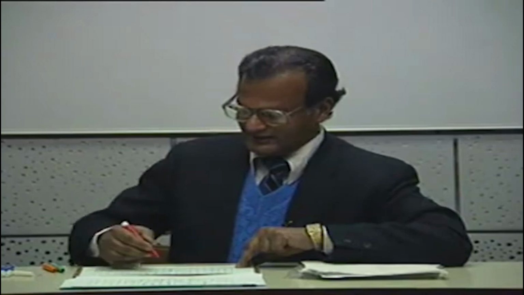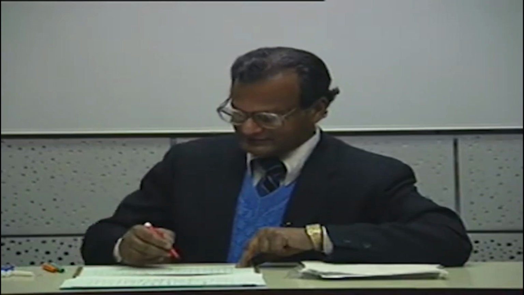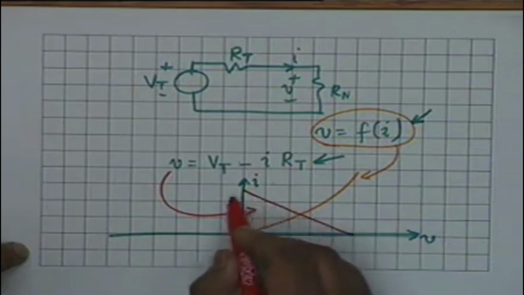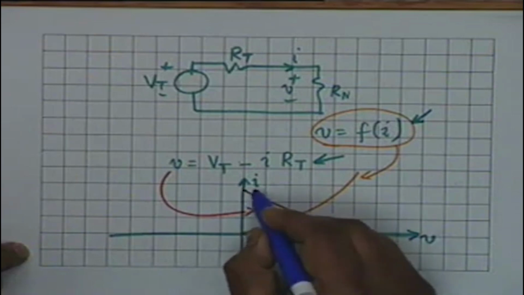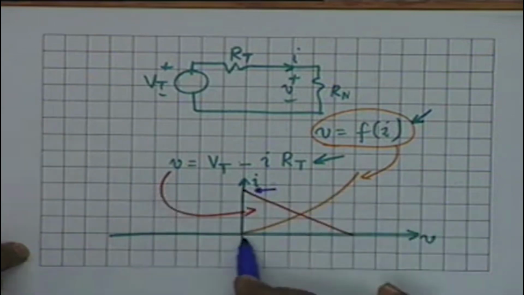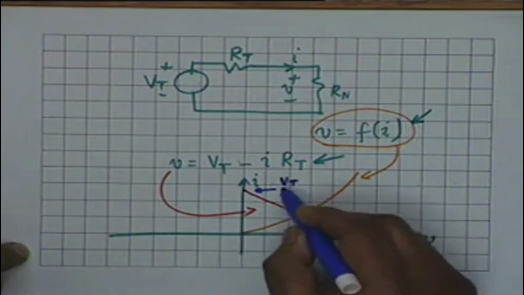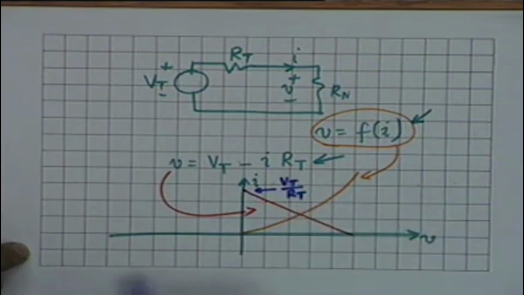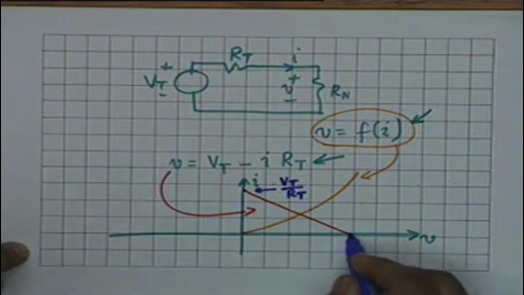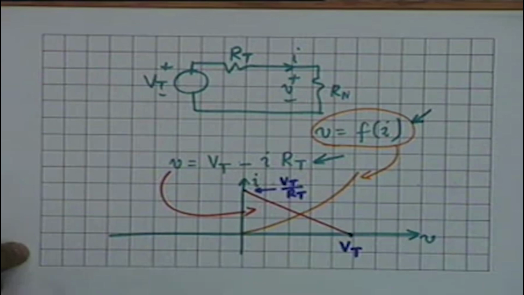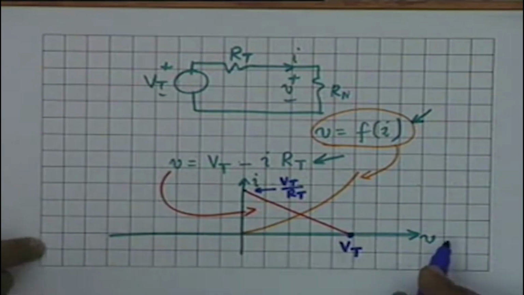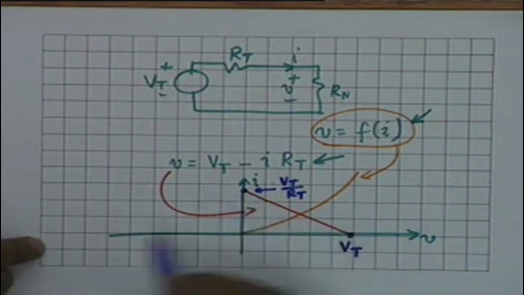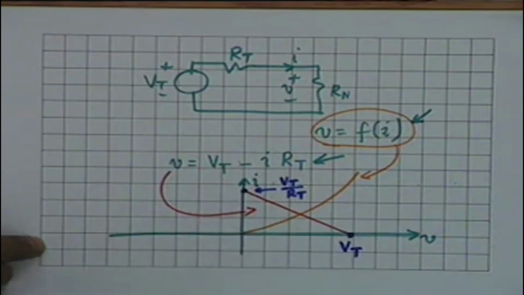What kind of a curve does this represent? Straight line. And this straight line is something like this, where this value corresponds to V equal to 0, and therefore Vt by Rt, and this value corresponds to I equal to 0, so this is equal to Vt. So all that you have to do is to locate the point Vt on the voltage axis and locate the point Vt by Rt on the current axis and join them by a straight line.